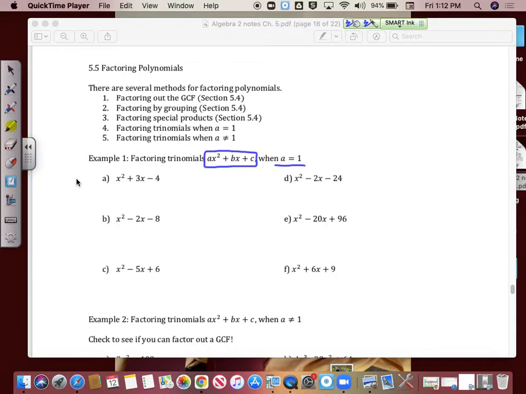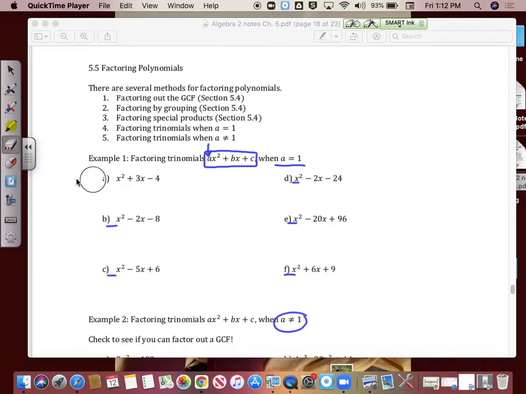But in all of these examples below, in a through f, all of the first numbers you see are equal to 1, meaning that this number here is actually 1. So if you look at each one of these examples, if you see how they just start out with x squared, there's no number in front of the x squared, that means that there is an invisible 1 there. When this happens, it's actually easier to factor a trinomial. When we get down to this section, it's going to become a little bit more difficult.